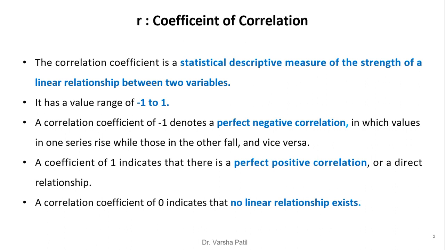Now we'll see what is meant by r. The correlation coefficient is a statistical descriptive measure of the strength of the linear relationship between two variables. It has a value range of -1 to 1.